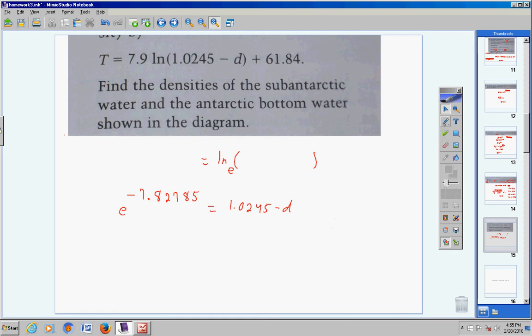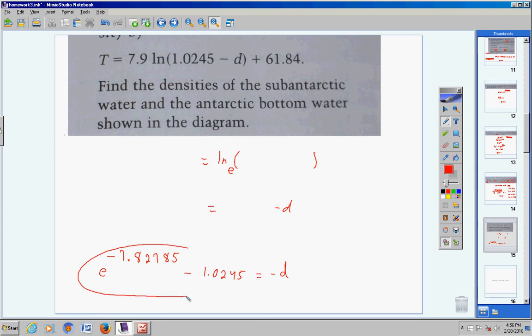Now bring this number over to the left side and make it negative. So I have this number here minus this number here equals negative d. With your calculator, let's type all this in and get a really big decimal. So I'm going to type in my e button and then negative 7.82785, enter, minus 1.0245, enter, and I'm getting this right here.